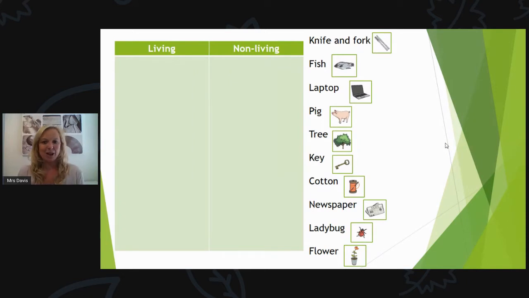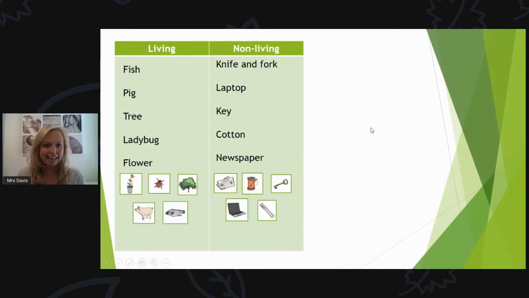Fantastic job, guys. Well done. Shall we have a look and see what the answers are? Hopefully your table looks a little bit like this one. So we've got living. You should have in there a fish, a pig, a tree, a ladybug, and a flower. In the non-living, you could have a knife and fork, laptop, key, cotton, and newspaper.